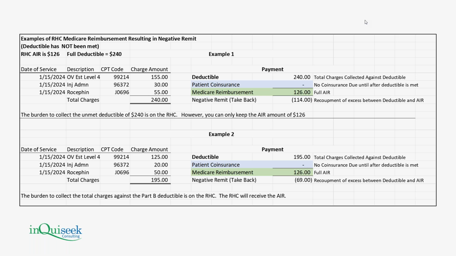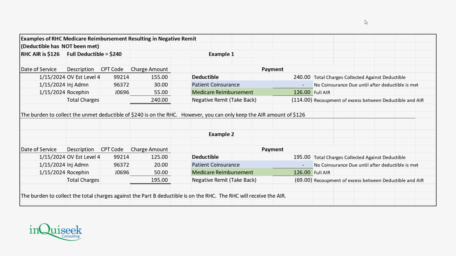So again, we are responsible for collecting the full deductible, total charges against the full deductible, but we can only keep our all-inclusive rate. And since the deductible is just now being met, Medicare is going to pay us that full all-inclusive rate. So that's our first example.